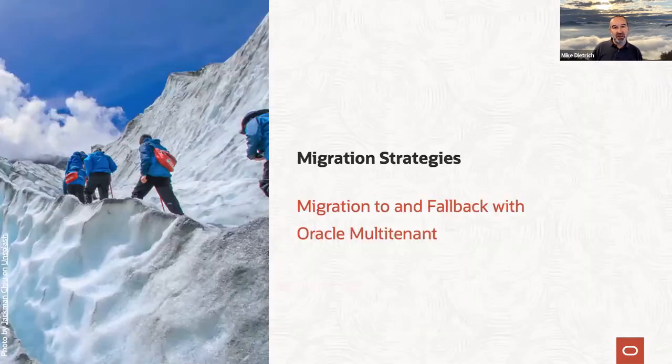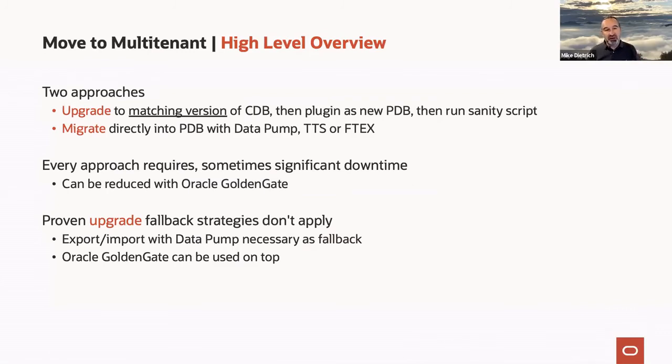So now we talked a lot about multitenant, but what if you want to migrate to multitenant? How does the fallback look like? I showed you some simple migration techniques already. And a high-level overview upfront is either you upgrade to the matching version and then you plug in, as I showed you, or you migrate directly where you don't do an upgrade. Data Pump is the easiest. Transportable tablespace is full transportable export import. Every approach requires sometimes significant downtime. It can be reduced with GoldenGate.